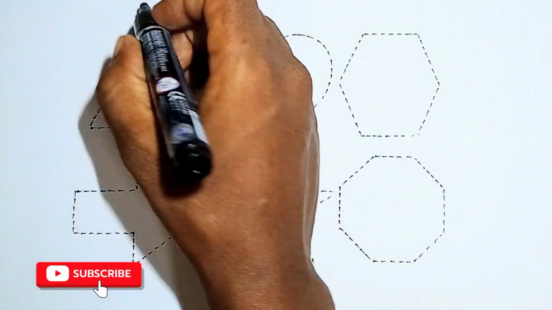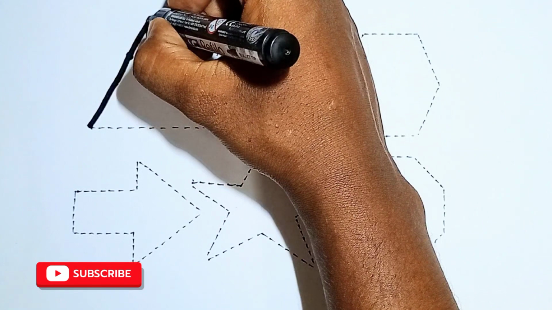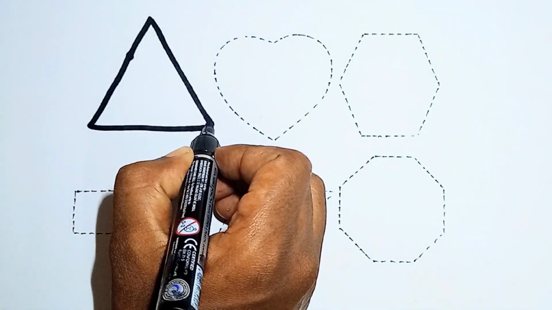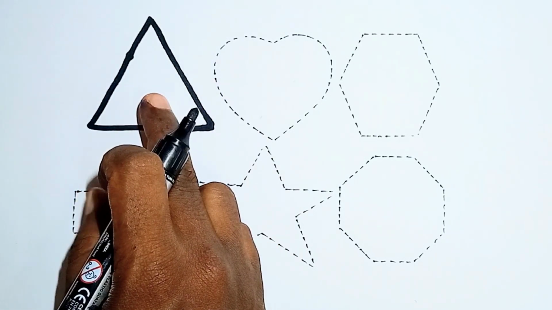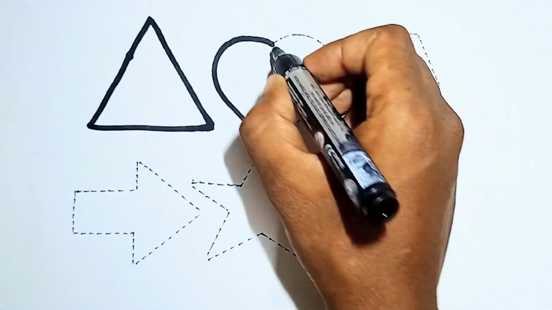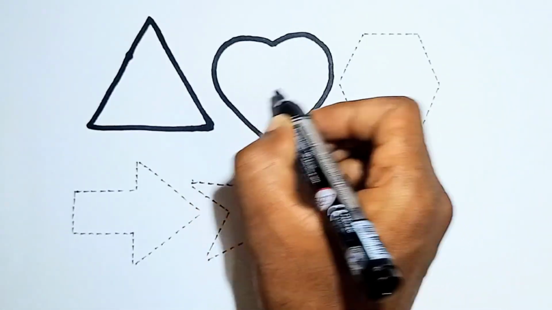This is our 2D shapes. Shall we start? Hello kids, draw with me. This is triangle. Say it with me, this is triangle. And next one, heart. Say it with me, this is heart.